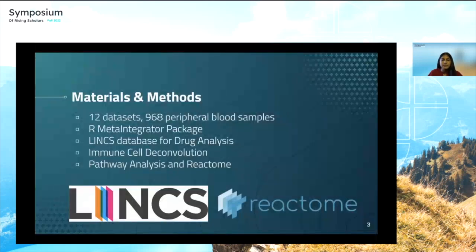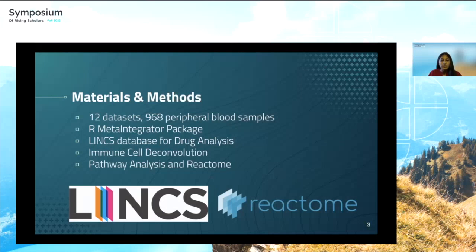For our study's methods, we obtained 12 datasets from the NCBI Gene Expression Omnibus, which is a source from the NIH. To create our gene signatures, we used the R MetaIntegrator package, which performs statistical meta-analysis on all datasets and identified significant genes. Next, we used the Library of Integrated Network-Based Cellular Signatures, or LINCS database, to perform drug analysis on the gene signature.